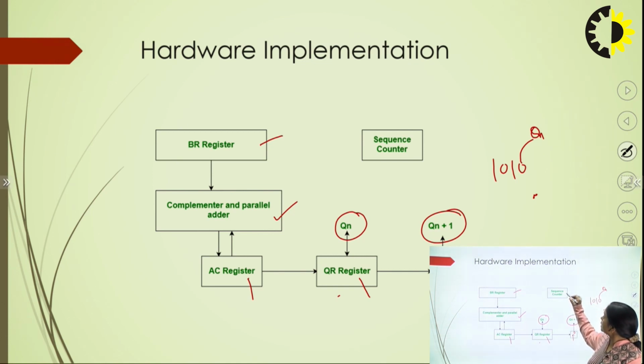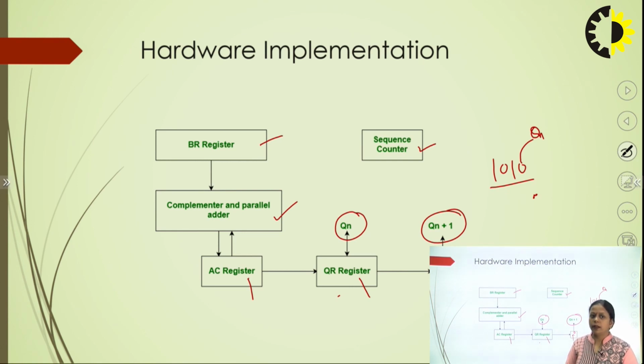Now, what is the use of this sequence counter? The sequence counter holds a value. For example, if I have 4 bits as my multiplier, the value of the sequence counter will be 4, because I will perform the multiply step 4 times in the Booth algorithm. That's why the value of the sequence counter will be 4, and it will decrease every time after the first step, second step, third step and fourth step. And at last, when the sequence counter value is 0, the algorithm will stop, and we will get the result in the accumulator register and QR register.